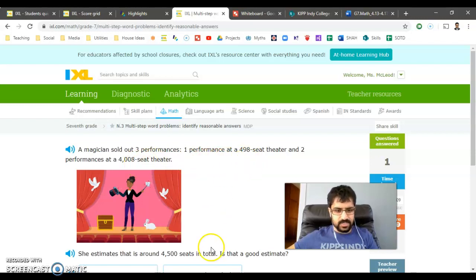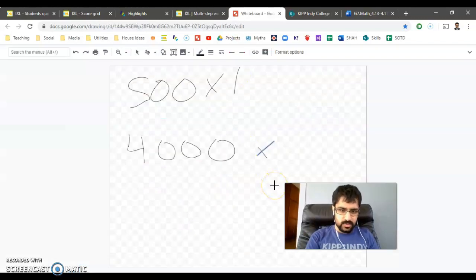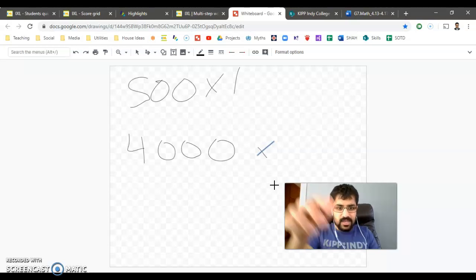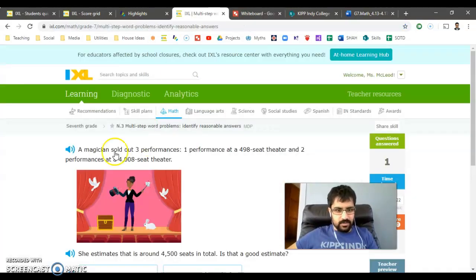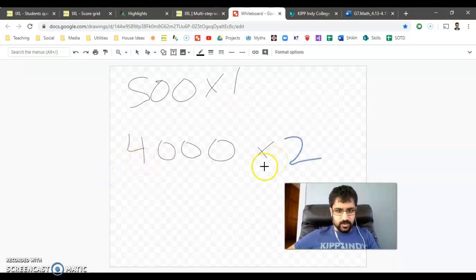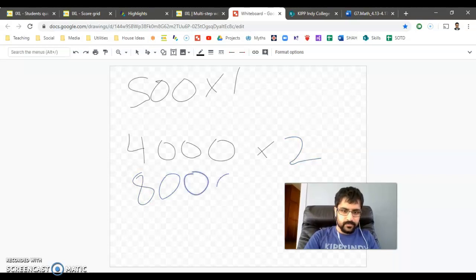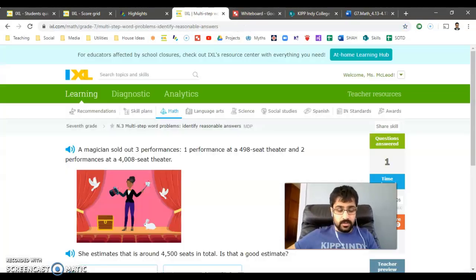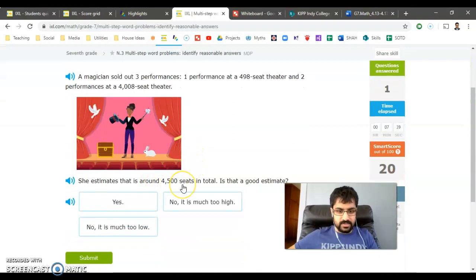So she estimates that's around 4,500 seats in total. If I were just using these two numbers, 4,000 and 500, I could see that. But how many theaters did we say were booked at the 4,008 seats? That's 2. It's a good thing she's a magician and not a mathematician because she is wrong. If I take 4,000 times 2, that gives me 8,000 seats. That's way more than the estimate that she said, 4,500.